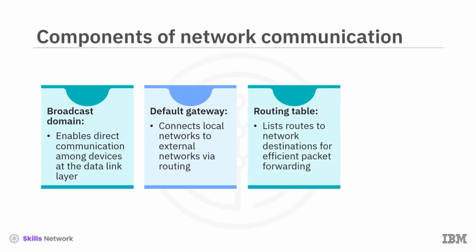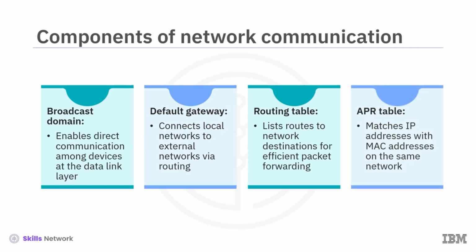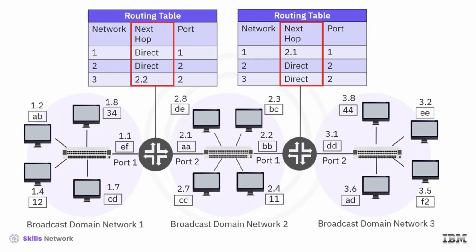Network communication also uses a routing table, a data table stored in a router or a networked computer that lists the routes to network destinations to determine the best path to forward packets to their destinations. Last but not least, the routers use an ARP table to match IP addresses with MAC addresses for devices on the same network. Let's discuss how routers facilitate network communication. The data packet travels through various routers using default gateways and ARP tables to ensure it reaches the correct destination.